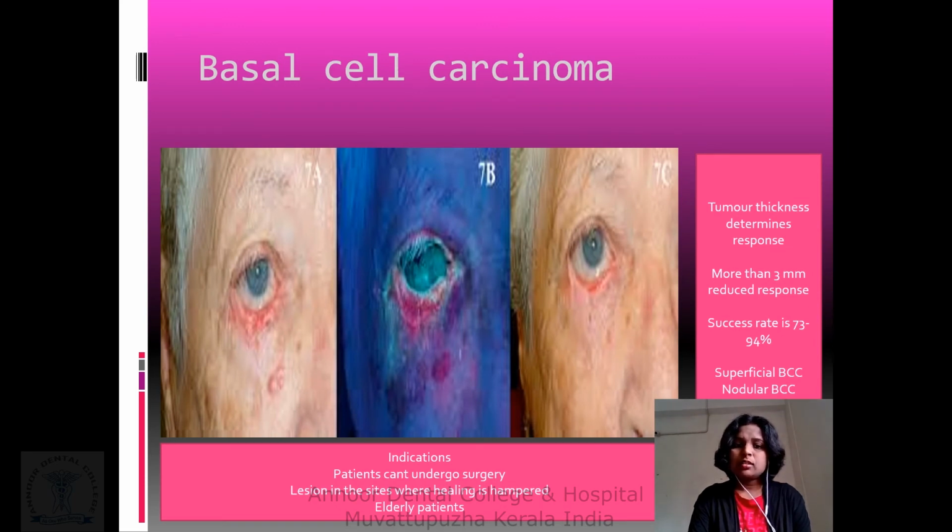Basal cell carcinoma: patients who can't undergo surgery can be given photodynamic therapy. It can also be given for lesions at sites where healing is hampered, and in elderly patients. Tumor thickness determines the response. With more than 3 mm, a reduced response occurs. The success rate is 73 to 90%. It is very helpful in superficial basal cell carcinoma as well as nodular basal cell carcinoma.